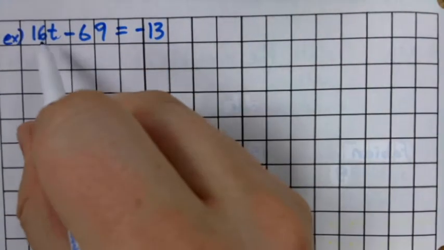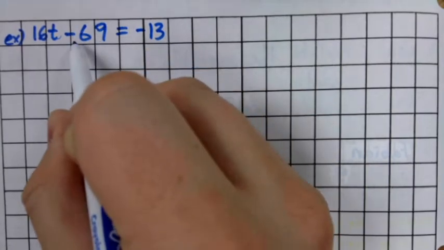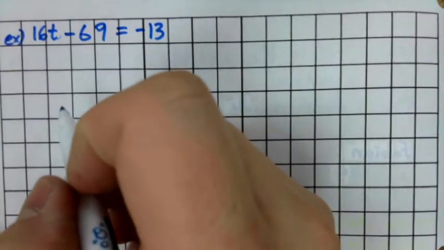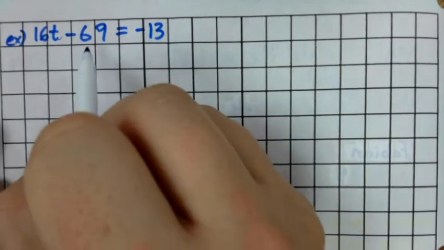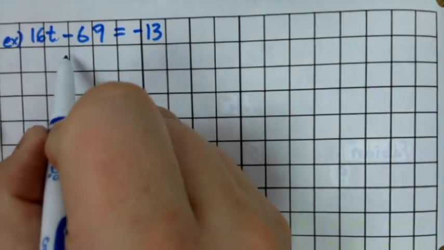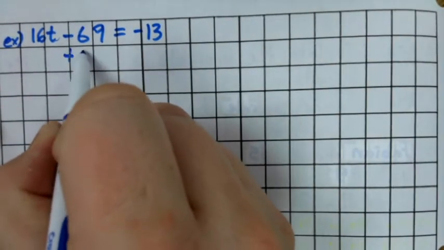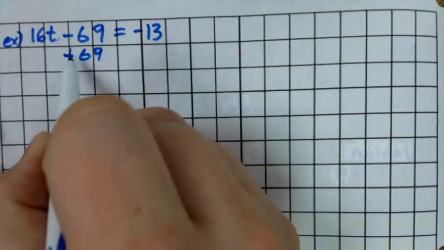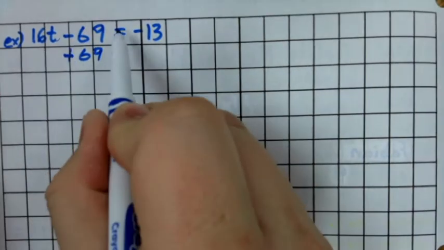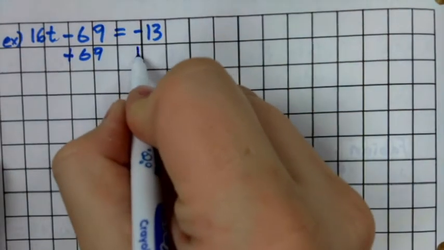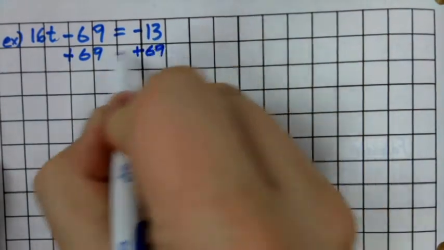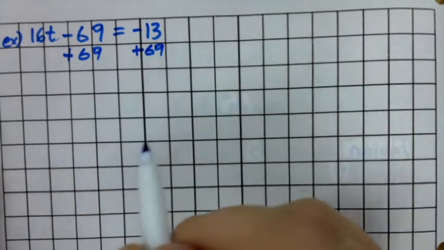So first step is to deal with the constant. We're going to deal with this negative 69, and we're going to get rid of it by doing the opposite operation to it, which, opposite of subtraction is addition. So we're going to add 69 so that this becomes 0. But because this is truly an equal sign, we need to do that to the other side. We also need to add 69 to this side. Whatever we add to one side, we have to do to the other.